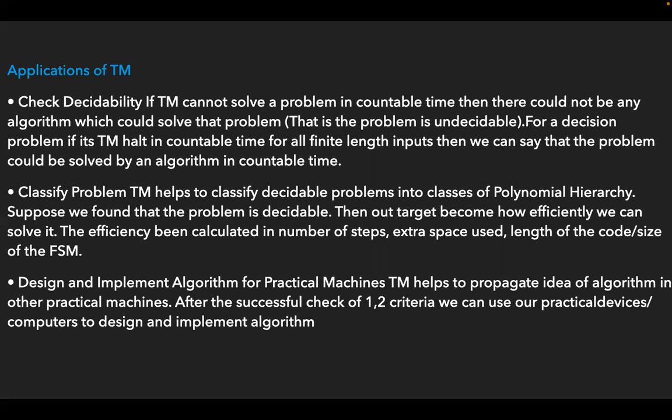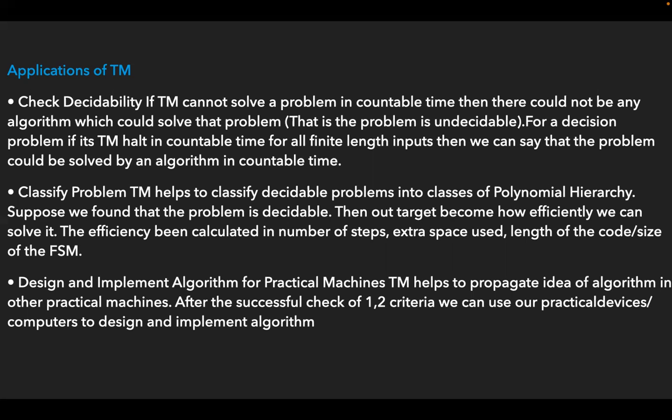Finally, let us talk about the applications of Turing machine. Checking decidability is one of the applications. If the Turing machine cannot solve a problem in countable time, then there cannot be any algorithm which could solve that problem, which is undecidable. For a decision problem, if its Turing machine halts in countable time for all finite length inputs, then we can say that the problem could be solved by an algorithm in countable time.